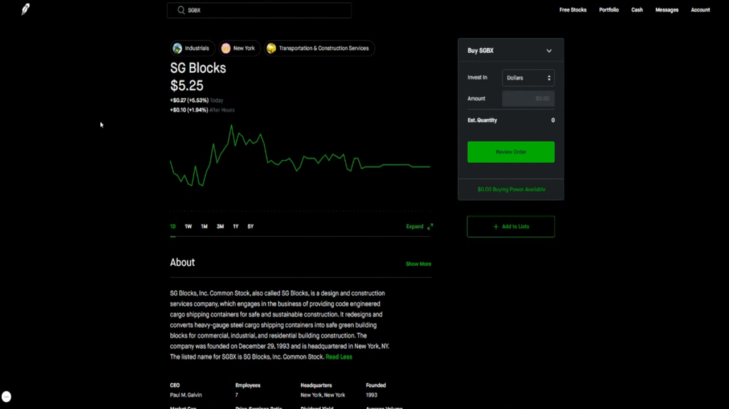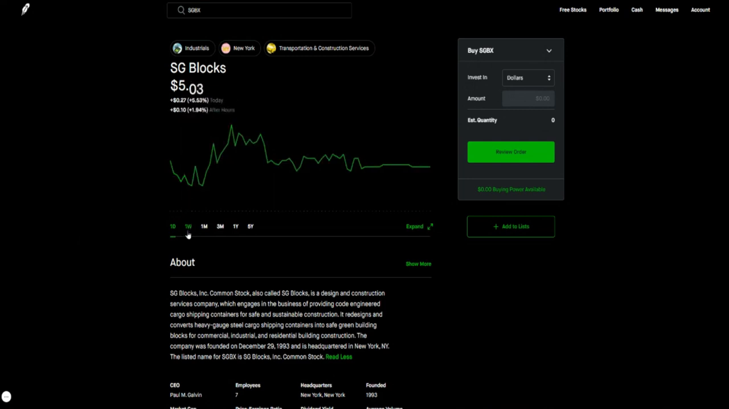So the first one on the list is ticker symbol SGBX. That is one that we profiled here on the channel, SG Blocks. These guys are in the business of taking used shipping containers and converting them into beautiful architecture. They most recently signed contracts with Plug Power and are also creating testing sites for COVID-19 at airports. So this one is an excellent play.